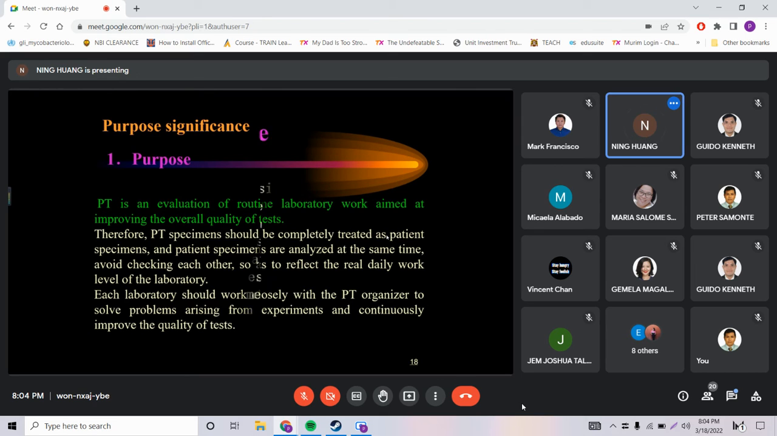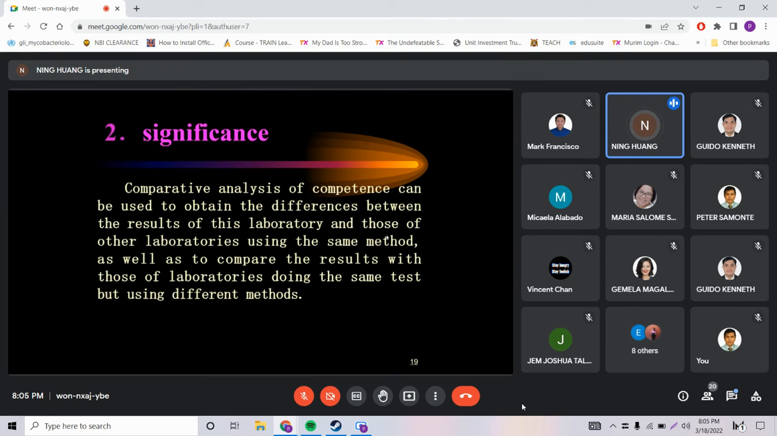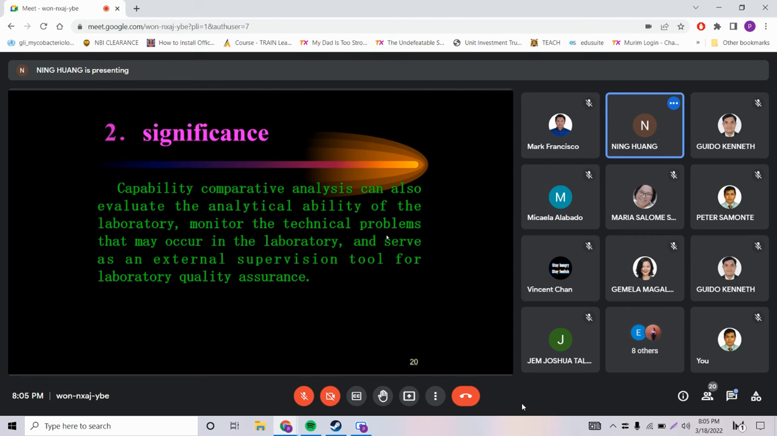Then, the significance. Comparative analysis of competence can be used to obtain the differences between the results of this laboratory and those of other laboratories using the same method, as well as to compare them with the results of laboratories doing the same test using different methods. Capability comparative analysis can also evaluate the analytical ability of the laboratory, monitor the technical problems that may occur in the laboratory, and serve as an external supervision tool for laboratory quality assurance.